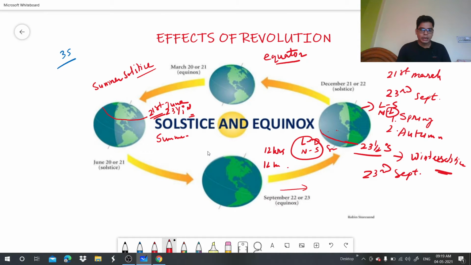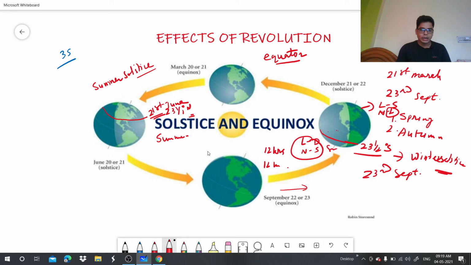So the duration of the day in the northern hemisphere during the summer solstice will be longest, and the night will be shorter. In the southern hemisphere it will be the opposite. In the same way, on 23rd September there will be equal day and equal night, but the duration of day and night can vary due to the revolution of the earth.